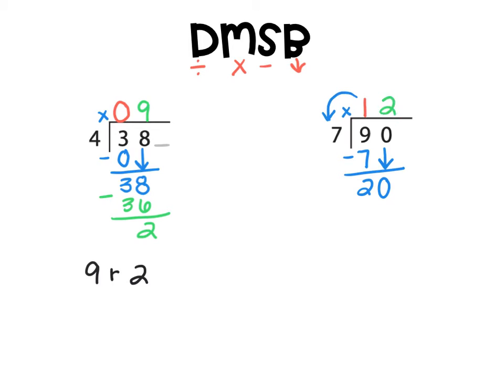Well, 7 will only go into 20 twice, because 7 times 3 would be 21, and that's too much. 2 times 7 is 14, and when I subtract, I get 6. There's nothing left to bring down, so I know that I have a remainder in my answer. So my answer will be 12 with a remainder of 6.